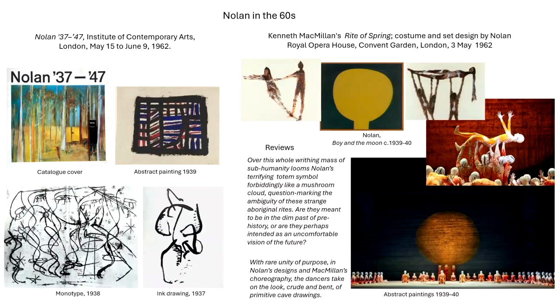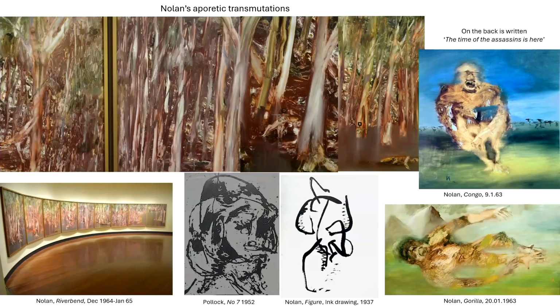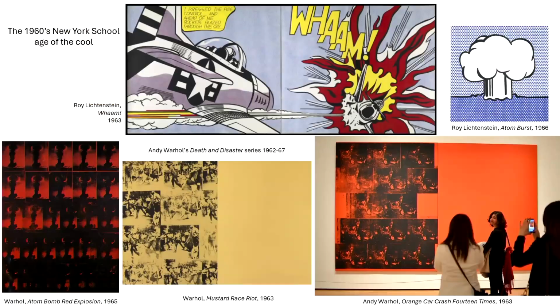I think I'll just skip through this because I've run out of time. But this is what Nolan was doing in the 60s in England. Works like this, works that are very much about the war, about Auschwitz, an atom bomb exploding in the central desert of Australia, which it actually was. He was a keen campaigner against the atom bomb. I was going to talk about this really famous painting, but I won't, because I just want to go quickly.